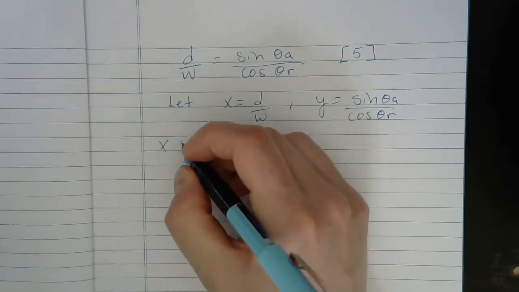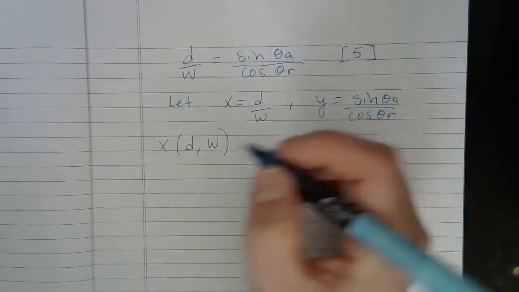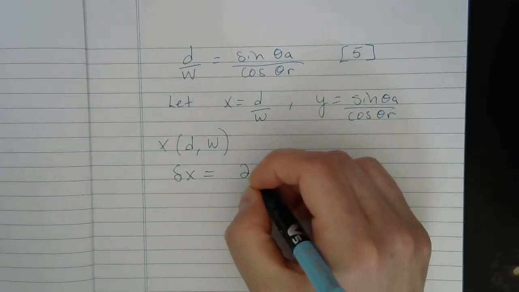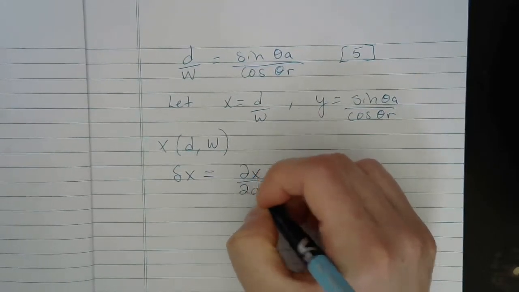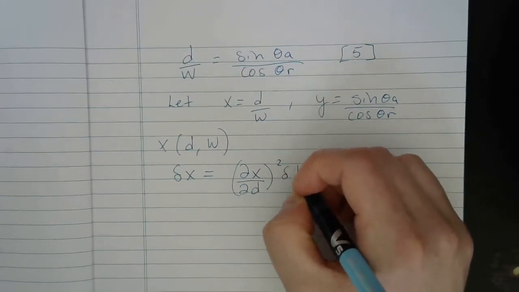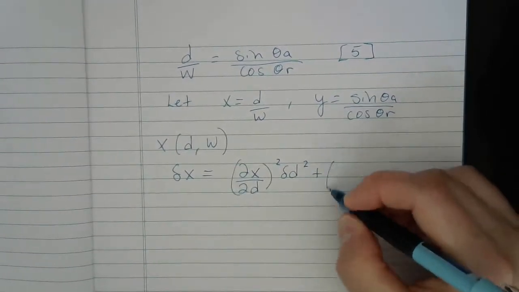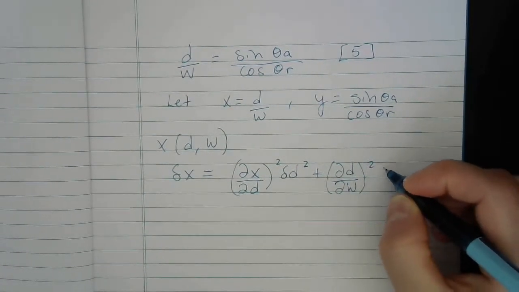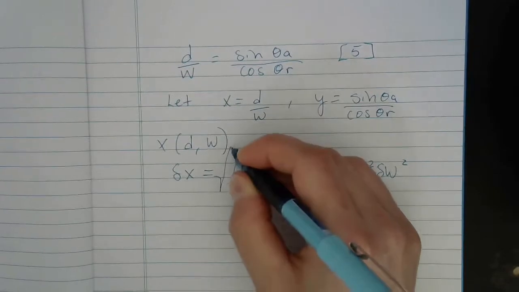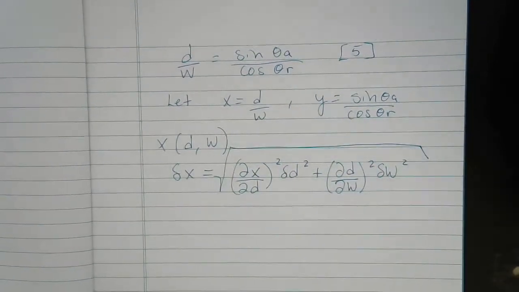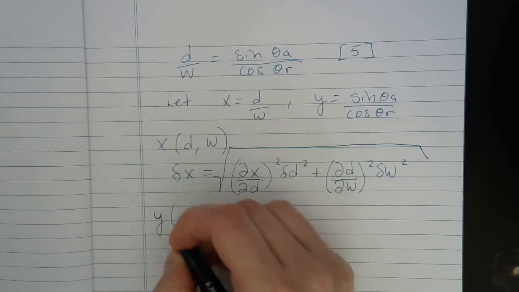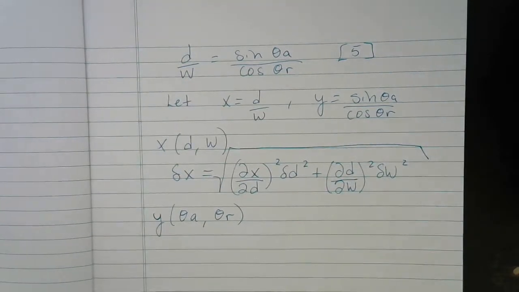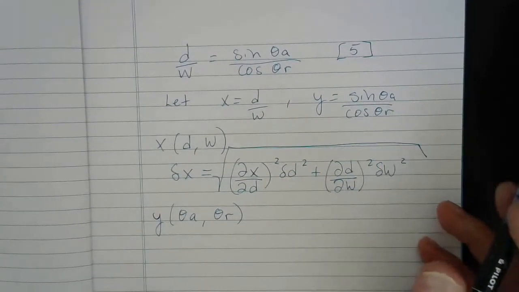So x is a function of both d and w. That means we want to set up our expression for delta x as the partial derivative of x with respect to d, squared, times uncertainty of d, squared, plus the partial derivative of x with respect to w, squared, times delta w squared. And that would be square rooted. And then y is a function of theta a and theta r. So those were your two measured quantities for the right side of the equation.